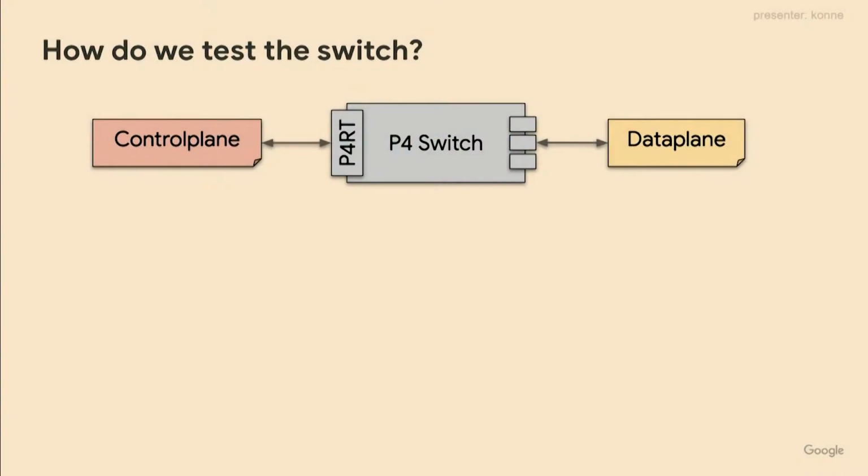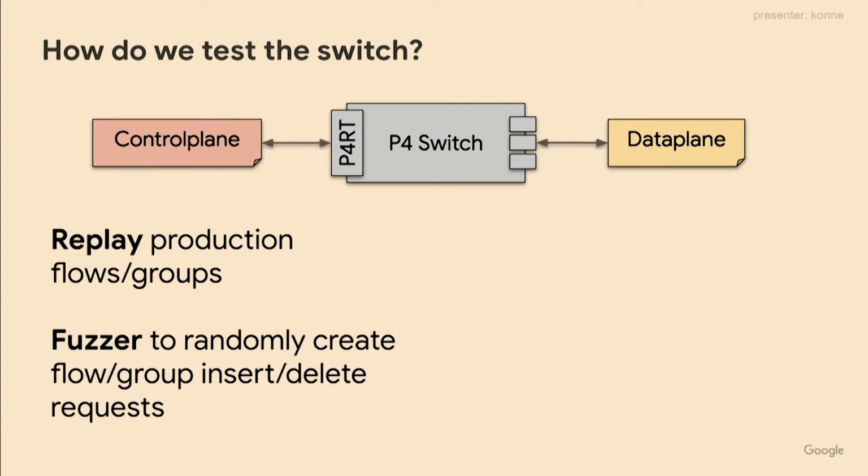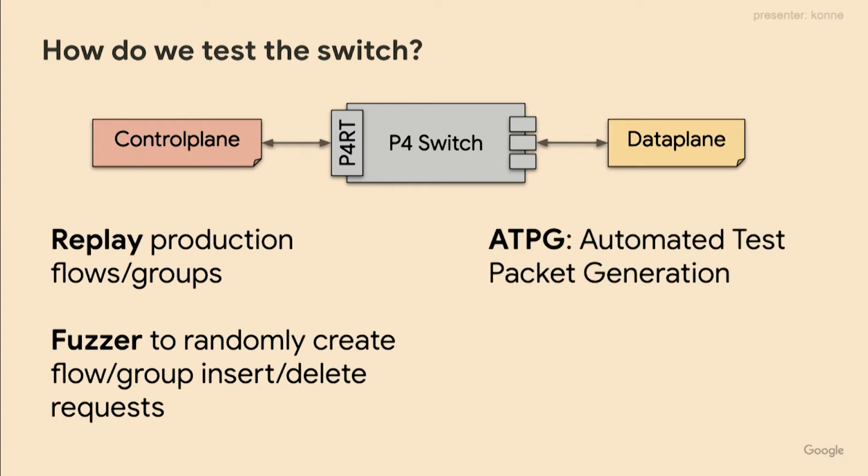Right. Now let me give you a quick overview of what the rest of the talk will look like. In the middle, we have the P4 switch that we're validating. We're validating two interfaces here. On the one side, the control plane. On the other side, the data plane. For the control plane, we validate through replaying production traces, and we also fuzz flows. And on the data plane, we do automated test packet generation. And Stefan is going to talk in more detail how we did all of this.